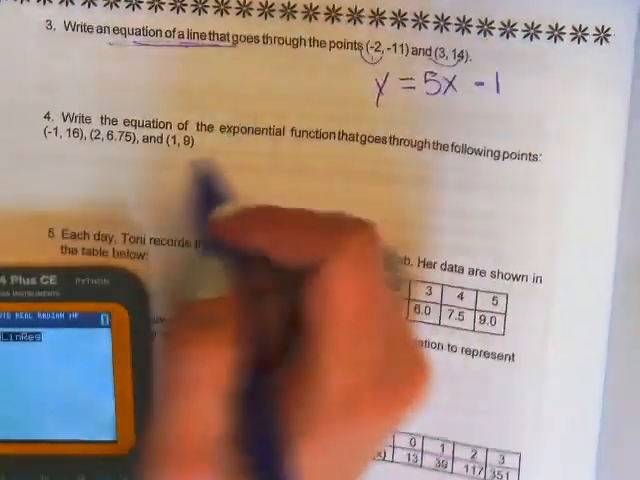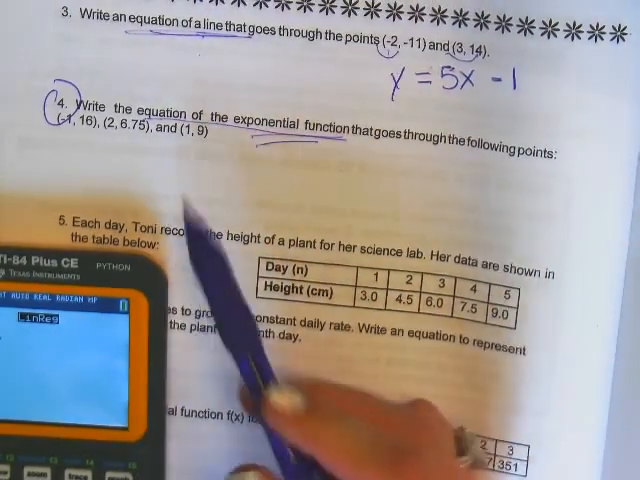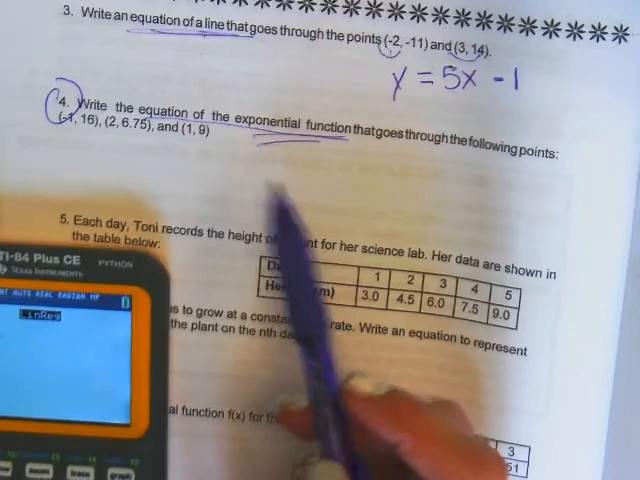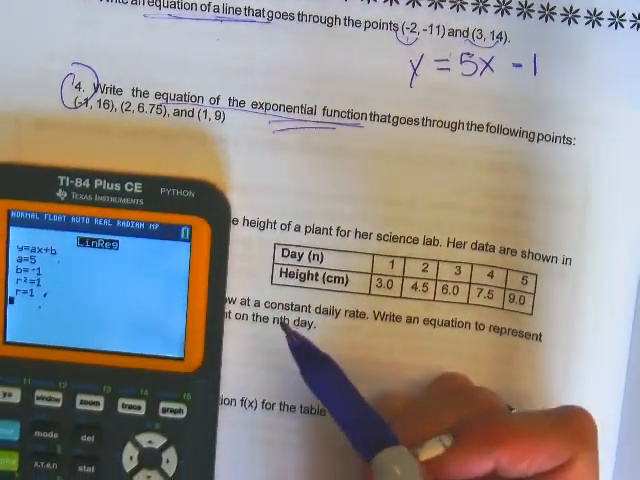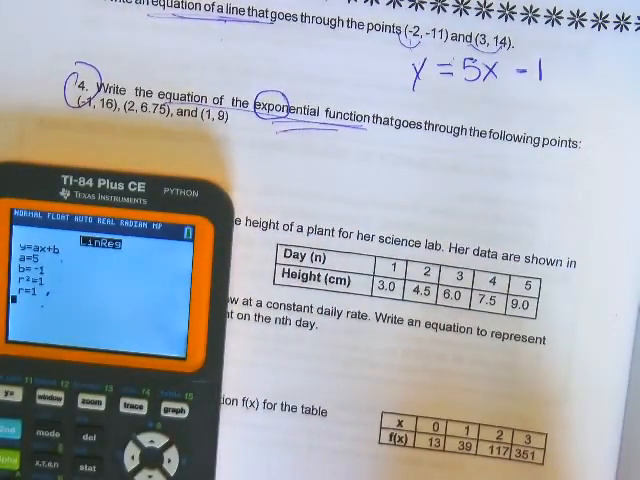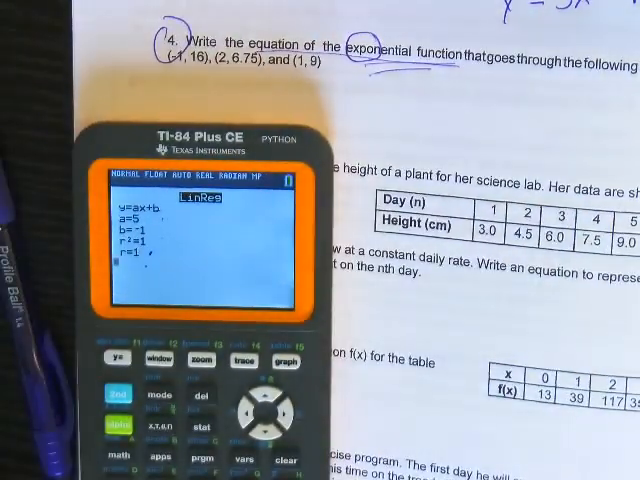Try the next one where it says write an exponential function. So this one you're going to put your x's into L1 and your y's into L2. You're going to go to Stat, Calc, and choose option 0 for exponential regression and write that equation. And we will do the rest tomorrow.